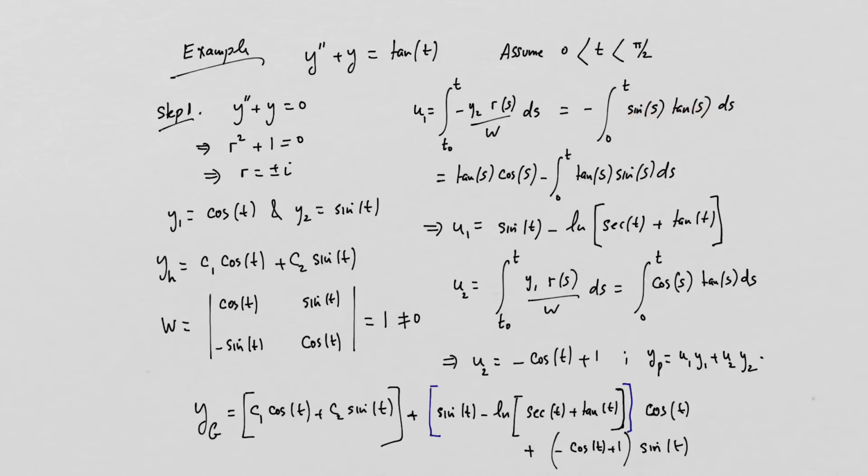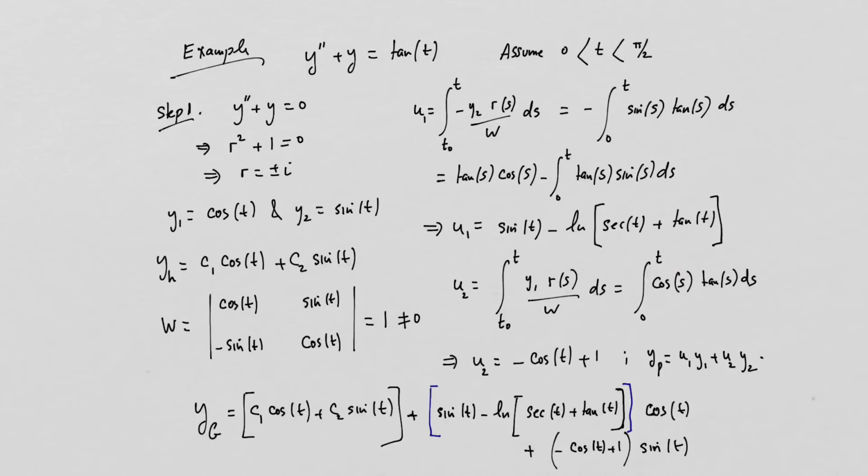I have to use integration by parts. I got tangent s cosine s minus this integral. And then I had to find this integral. And eventually I found u1 to be sine t minus natural log of quantity secant t plus tangent t. That is just u1.